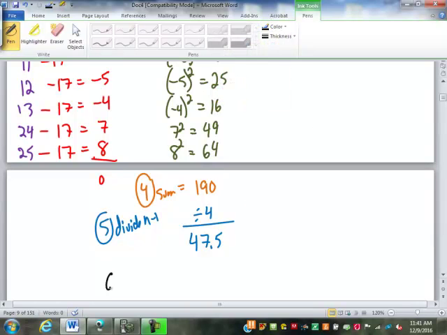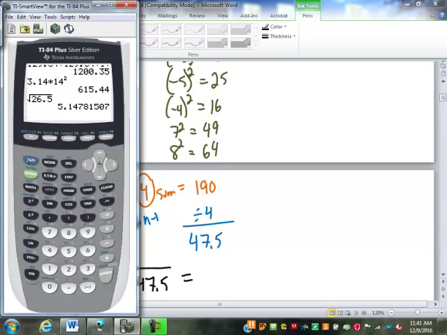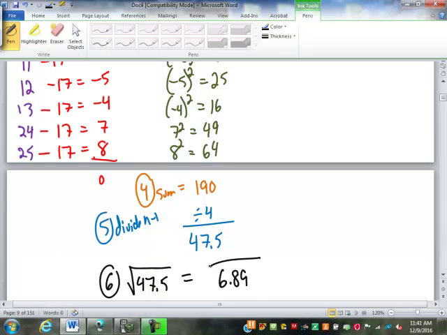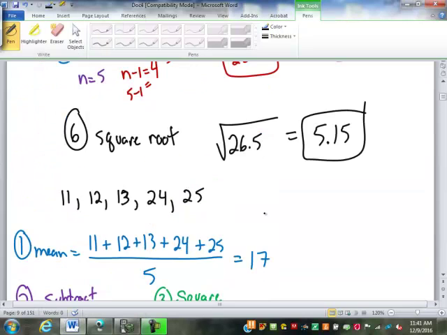And step 6, square root of 47.5 will be 6.89. So compared to 5.15, yes, it is telling us that that data set is more spread out.